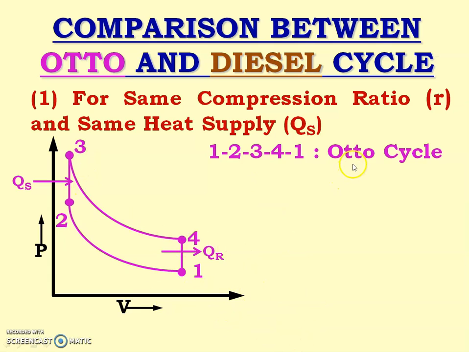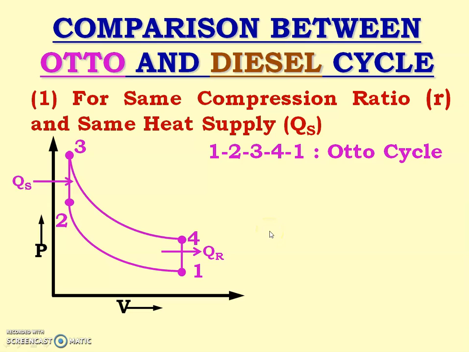And this cycle represents the Otto cycle. Now if I have to maintain the same compression ratio, my 1-2 should be the same, because compression ratio is V1 by V2. So 1-2 points should not be changed. And another one is same heat supply. So the quantity of heat supply should remain the same.